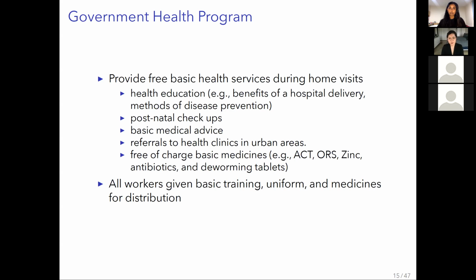Okay, so they also give some medicines free of charge. All of the workers are given basic training, uniform, and then free medicines for distribution.